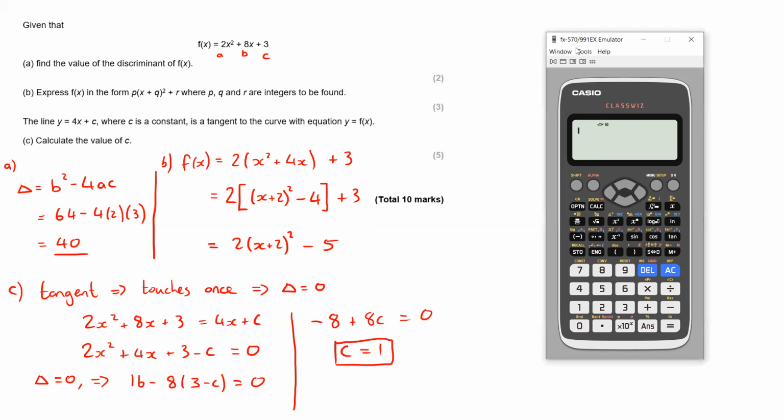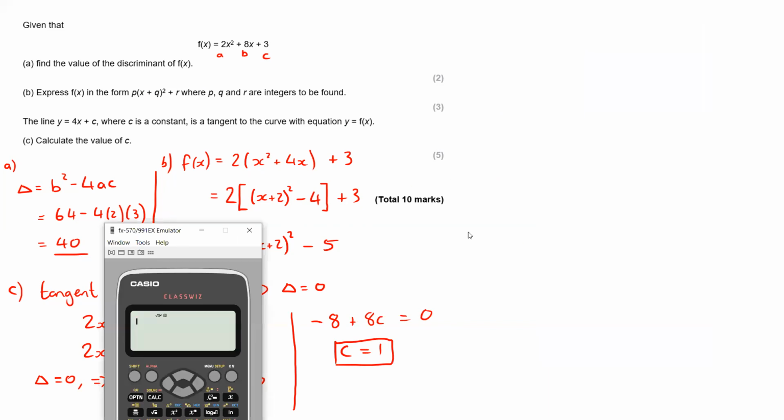The other way to do this, I'll just move my calculator out of the way, would be through differentiation. Because you know that these are going to have the same gradient, you know the gradient is 4, so you can find out where this is giving a gradient of 4.